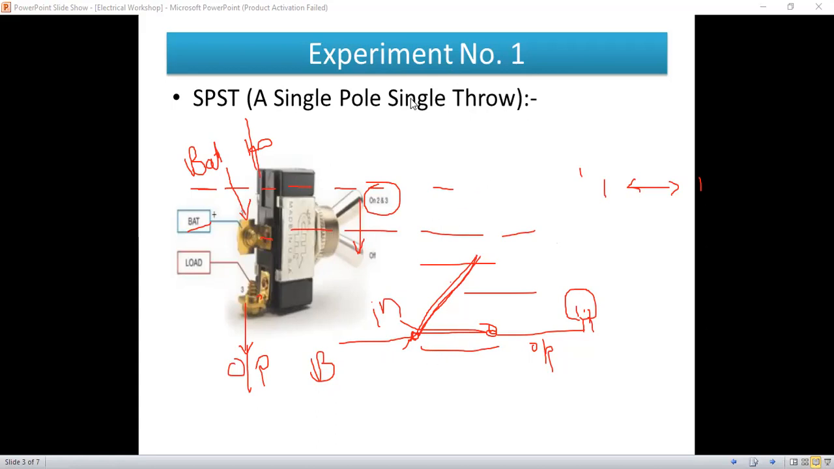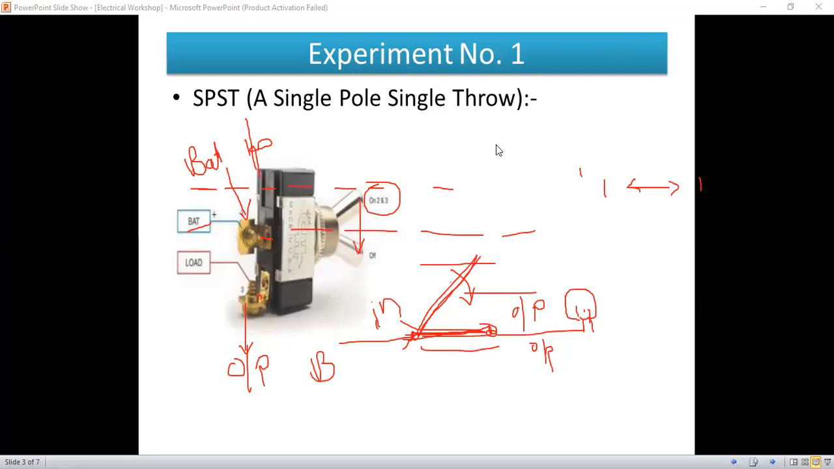See, this switch, here it is the input side and here it is the output side. Once we move this arm from one position to the other position, this will be connected. Single pole, single throw. Once we have thrown this switch, it will connect to the output. So this is nothing but a single pole, single throw.